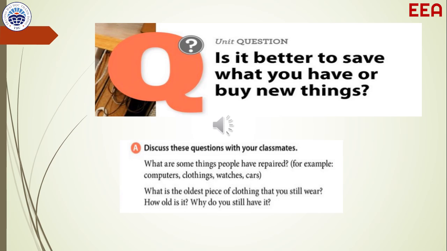And some questions for discussion. What are some things that people have repaired? For example, computers, clothing, watches, cars. And what is the oldest piece of clothing that you still wear? How old is it? And why do you still have it? Okay. Can you answer this question?